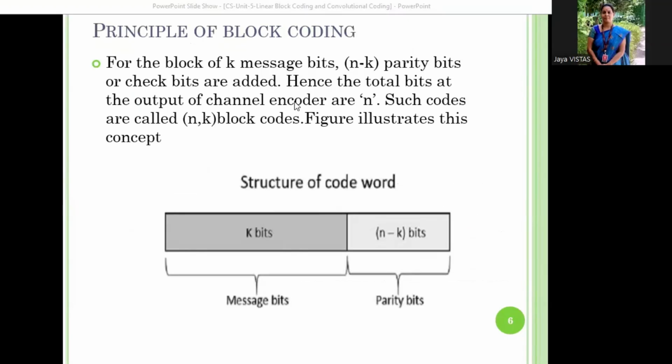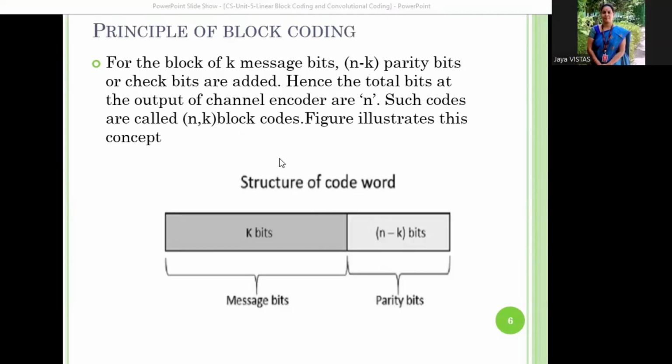The principle behind linear block coding is that we know k number of bits, then n minus k parity bits or check bits are added. Hence the total number of bits in the encoder is denoted by small n. Such codes are called n comma k block codes. Normally we say n comma k block codes, that means 7 comma 3 or 8 comma 4. Likewise we mention the linear block codes.